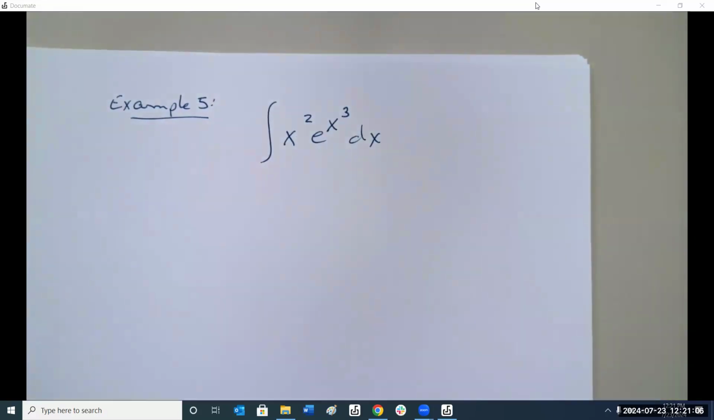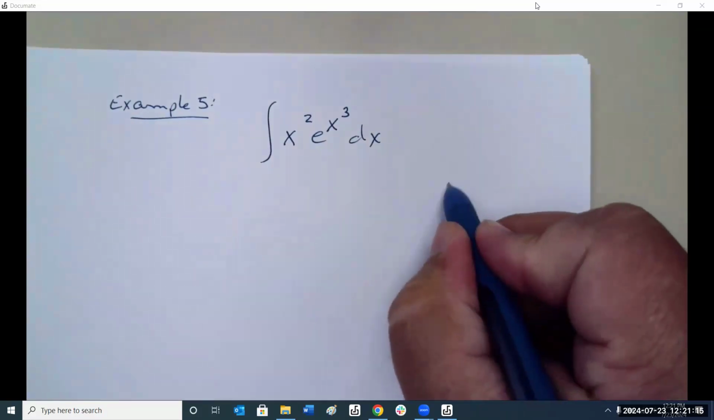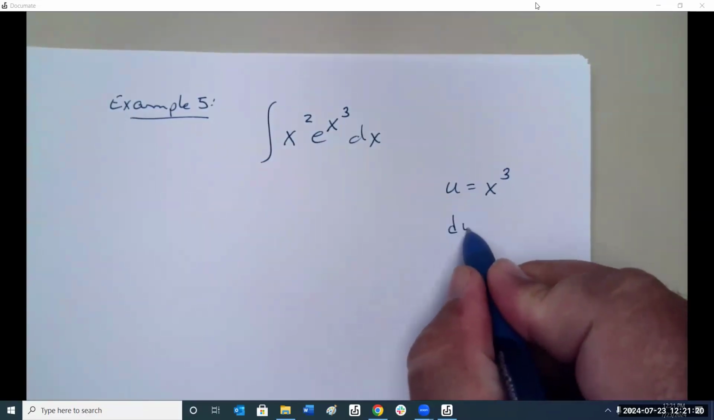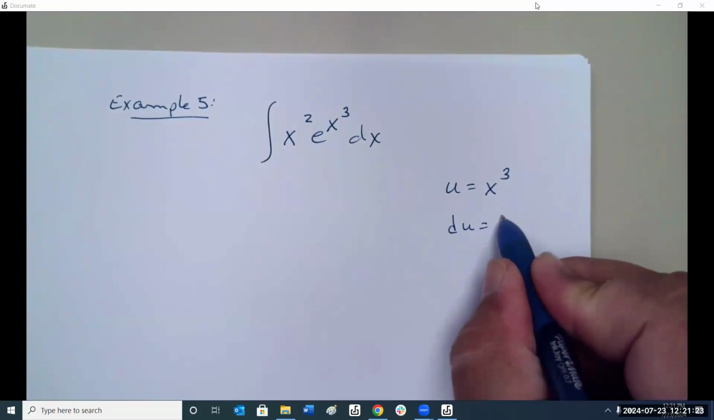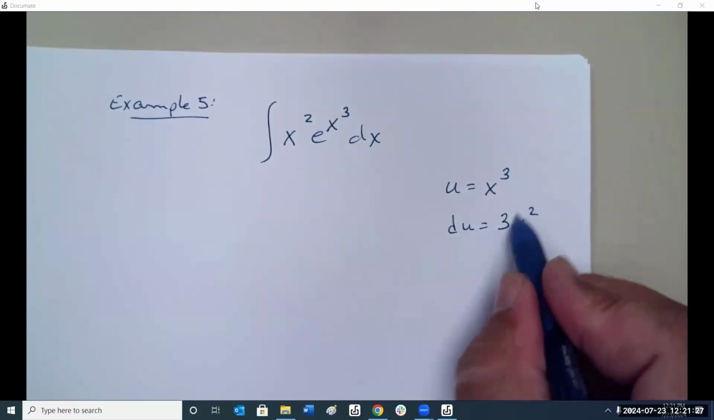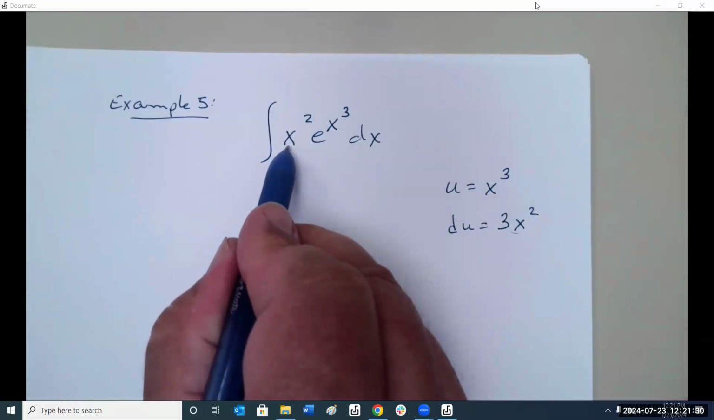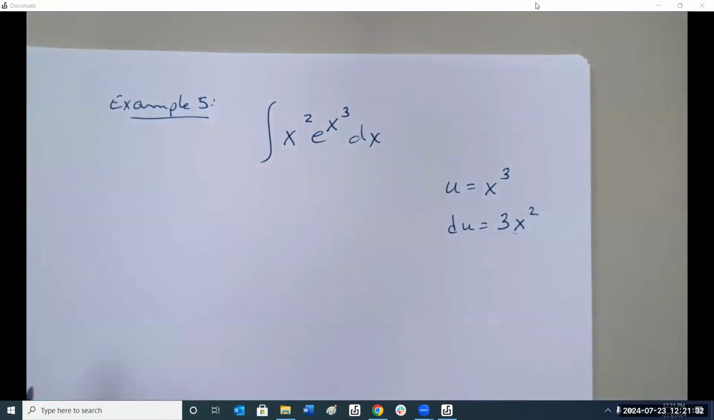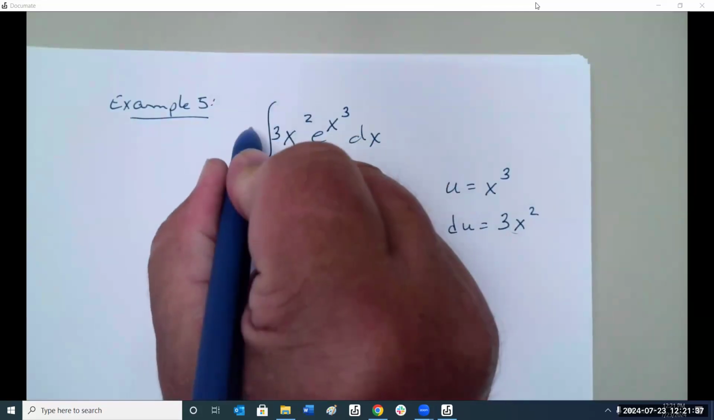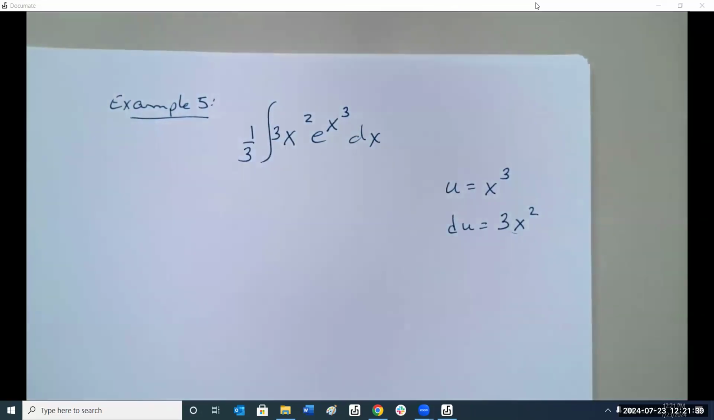So what is our u? x to the power 3. Because when we take a derivative of it, we get 3x squared. Well, do we have an x squared? There's an x squared. What's missing? The 3. I can put a 3 in front of there. That means I have to put a 1/3 out here.